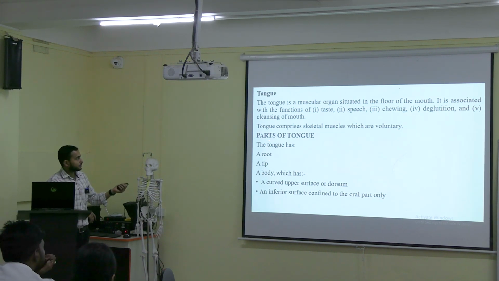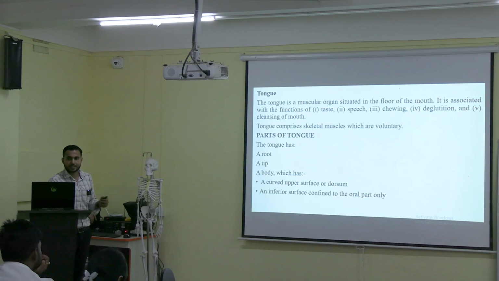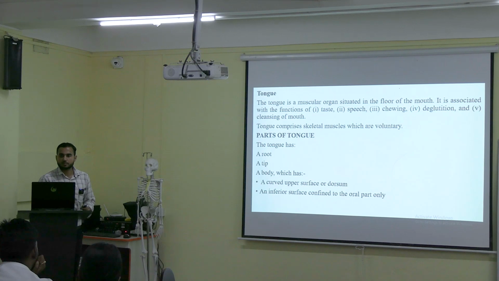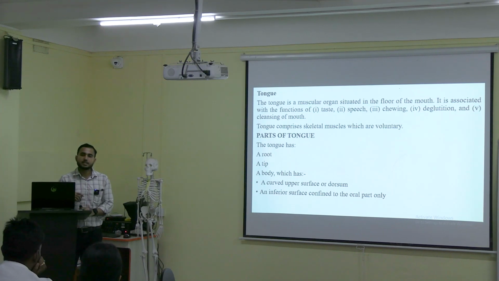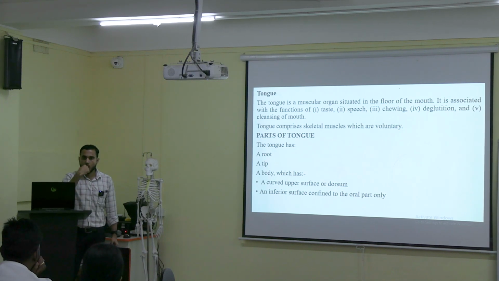Now if you see the tongue, first of all it has a root, that is the attached part. After that a tip part, this is the tip of the tongue, and the body of the tongue. The body of the tongue is situated between the tip and the root. You can't see the root, it is the attached posterior part. In between, the body of the tongue is there. Now the body of the tongue has two surfaces. The surface which you can see just on opening the mouth, this one, is called the dorsum of the tongue.